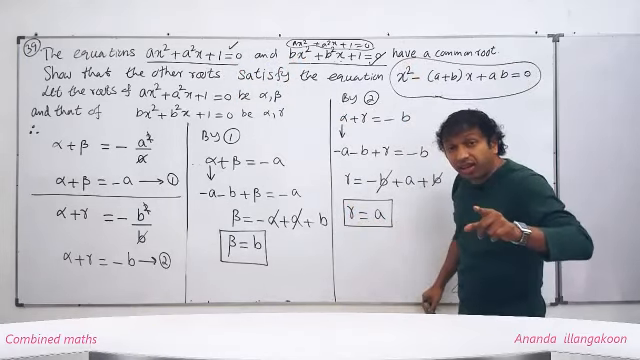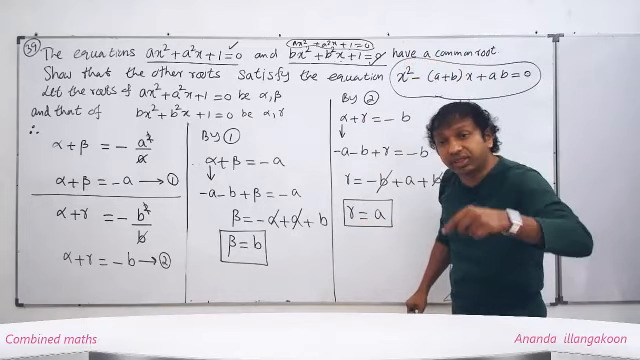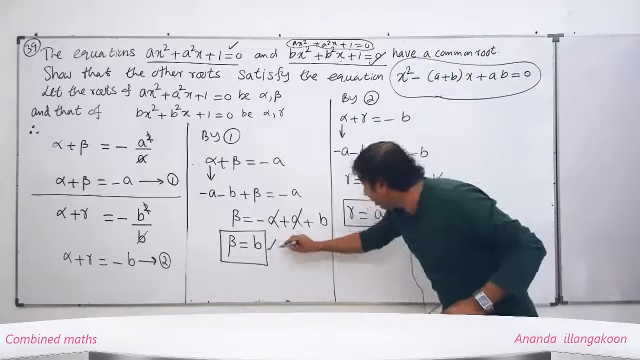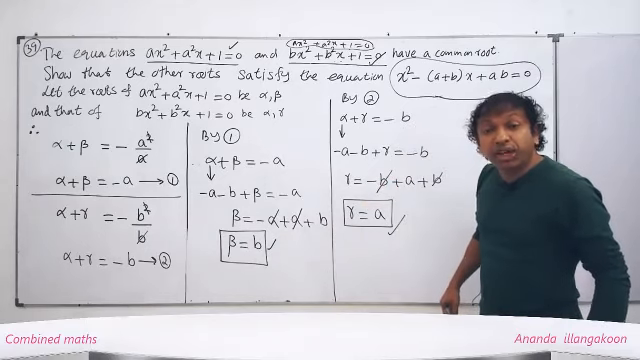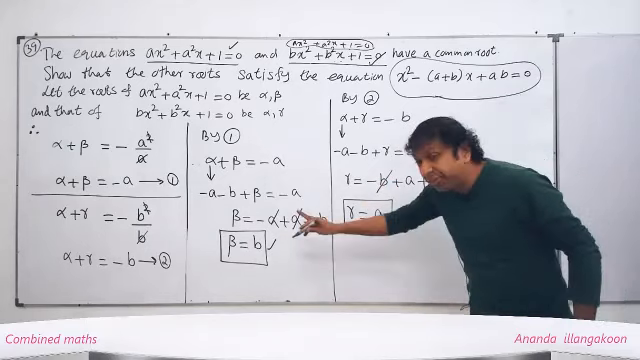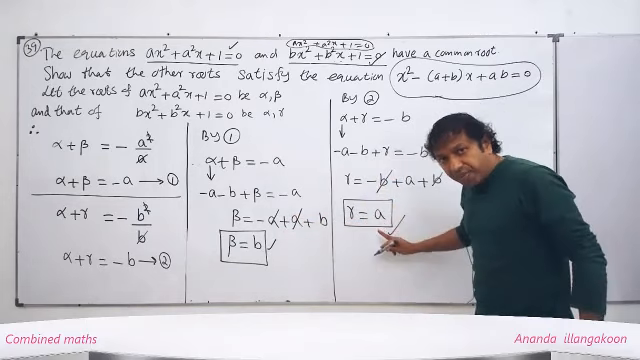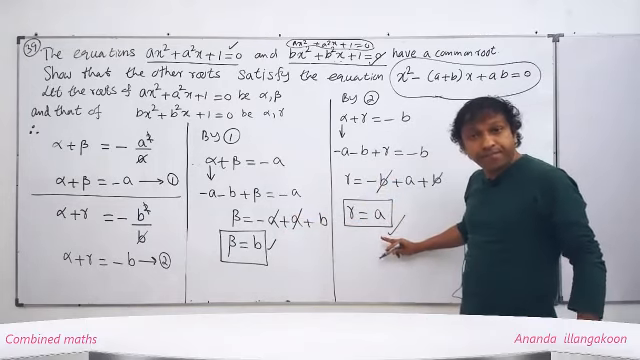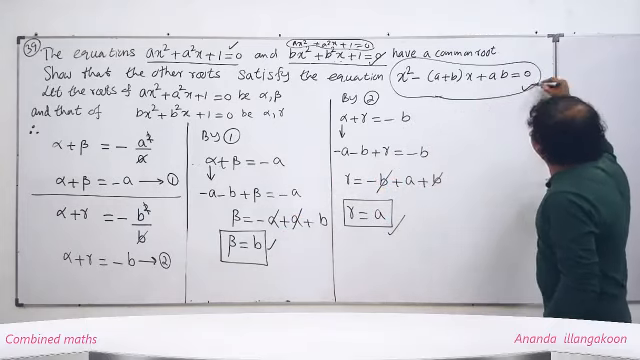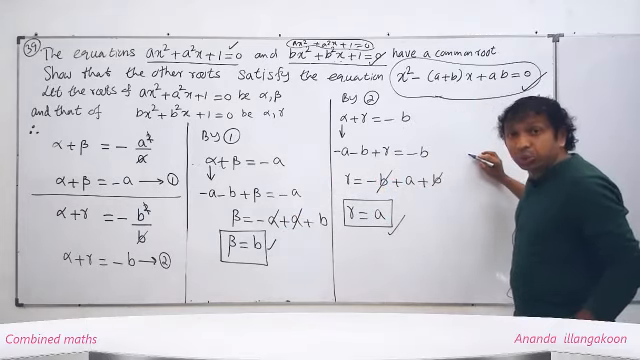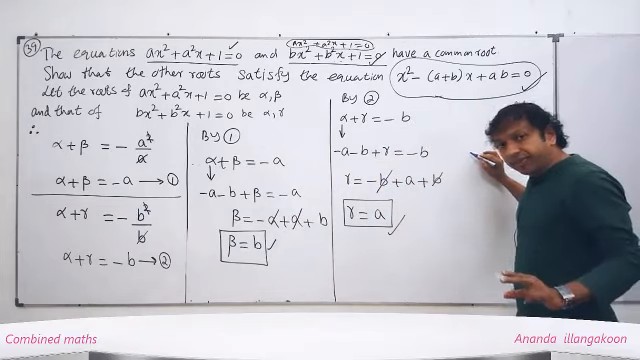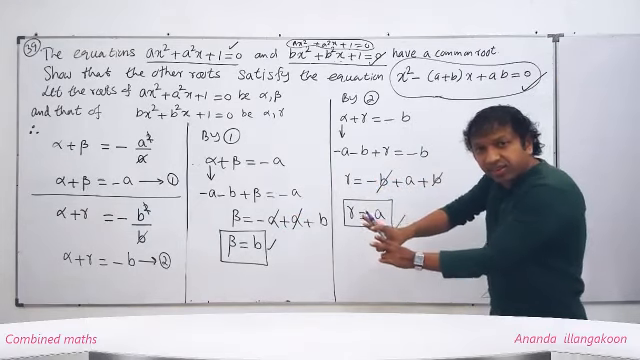People, the other two roots mean what? This beta and this gamma. We have to now prove that this beta and this gamma satisfy this equation. That is what we need to prove. Understand? Okay, right. We'll keep that aside.